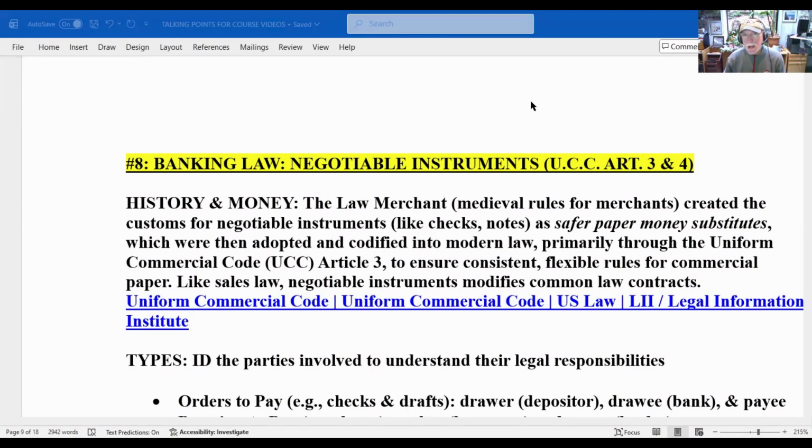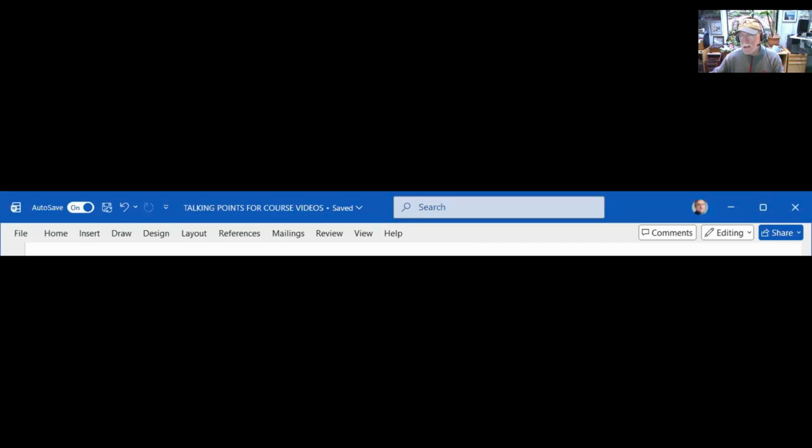Okay, we're going to be covering banking law and this area of negotiable instruments, which is based not only on common law contracts, but also on the whole area of the Uniform Commercial Code. Again, this is a massive body of law, as I discussed when we talked about sales law. Every state has adopted it to some degree. And we have Article 3, which is negotiable instruments.